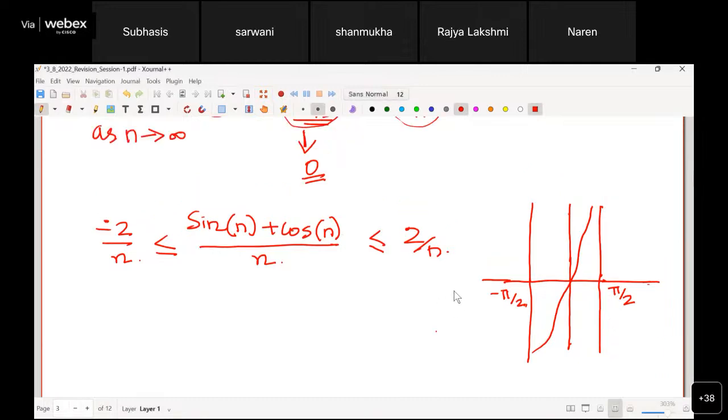As you can see, this is the graph of tan x.